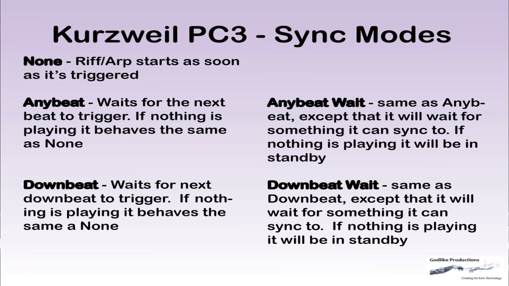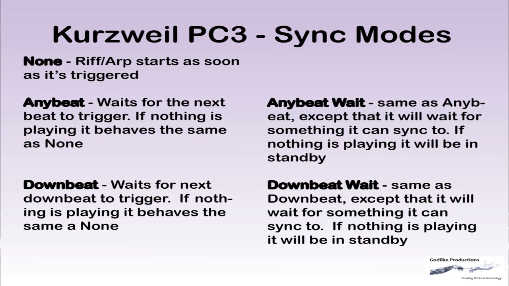Okay, so that's the main sync types there. So you've got downbeat wait, any beat wait. And then you've got some other ones here, which is start. What start does is it waits for a start signal or a play signal on a sequence or a riff. You've got loop, which will only trigger on a loop point. So again, it's got to be a loop point for a riff or a loop point for a song.